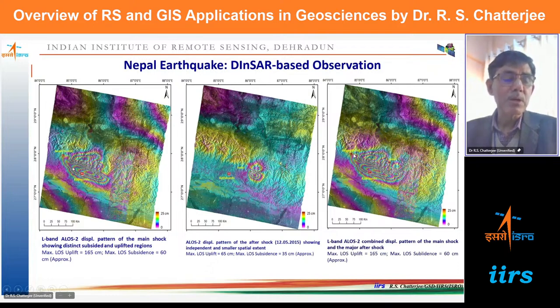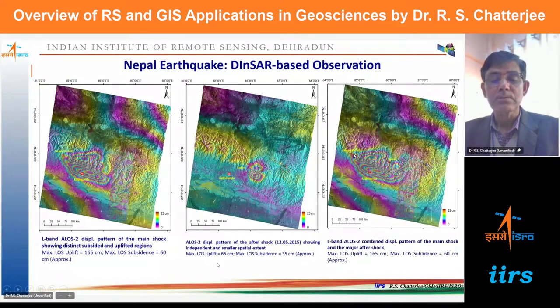Here is the uplift. Uplift is about 165 centimeters with respect to the radar line of sight, and here is the subsidence, which is around 60 centimeters with respect to the radar line of sight for the main shock. And for the major aftershock of 7.3 magnitude, you see the affected area is much lesser. Here is the uplift and here is the subsidence. So geological characterization, or the fault responsible for that, can be well understood from this displacement pattern of the main shock and the aftershock. See it? Here is the subsidence, here is the uplift. Uplift is 65 centimeters and subsidence is 35 centimeters.